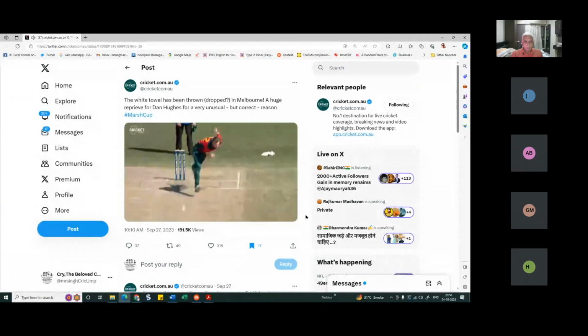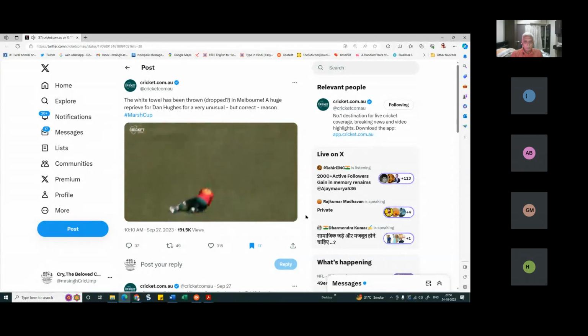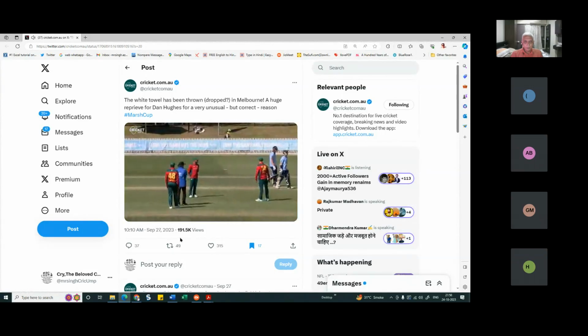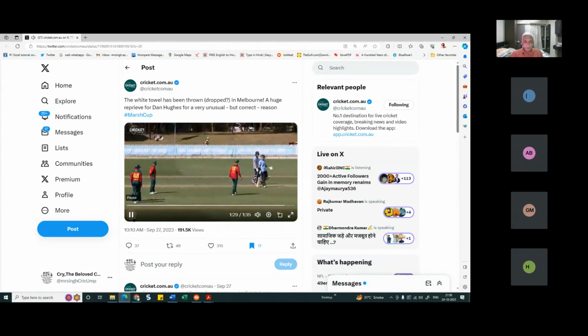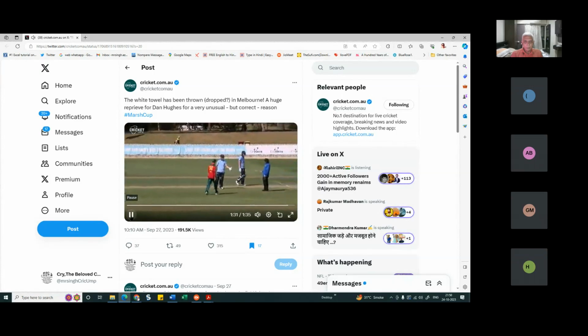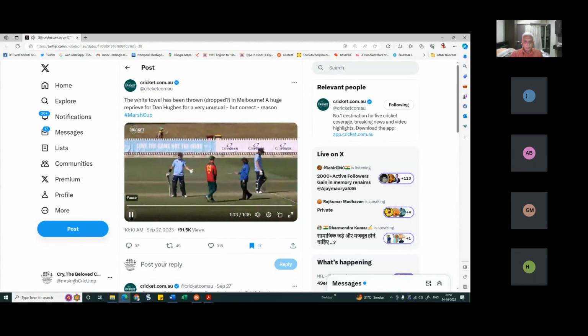So it was given out caught behind, as it indeed was. But as you can see from that footage, just as he was passing the umpire, the towel has fallen out, only a split second before the ball was released. And the signal from the umpire looks like it's going to be dead.